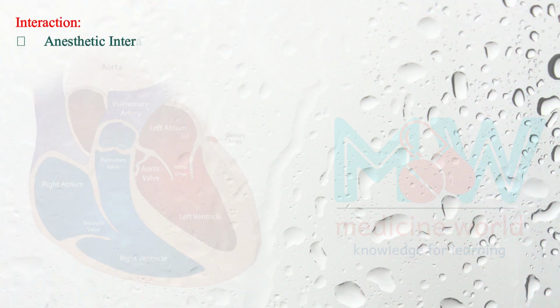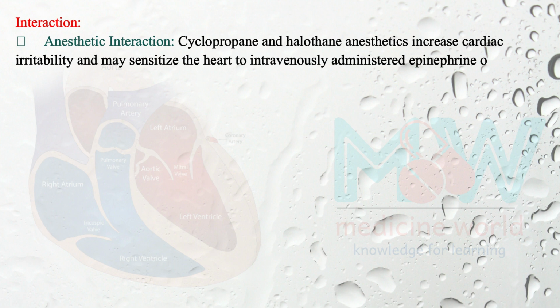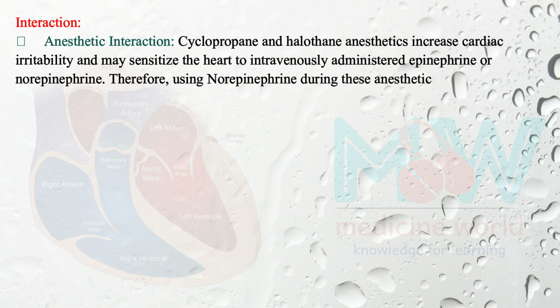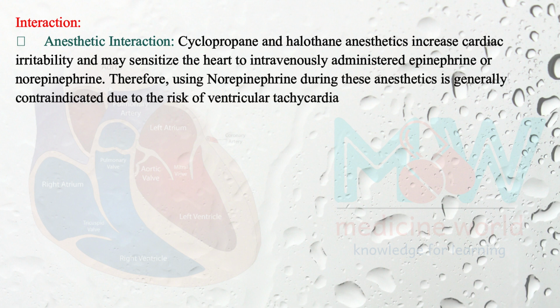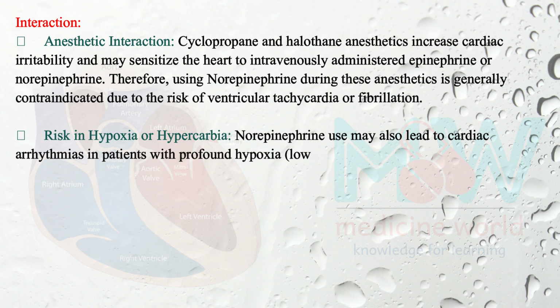Interaction. Anesthetic interaction. Cyclopropane and halothane anesthetics increase cardiac irritability and may sensitize the heart to intravenously administered epinephrine or norepinephrine. Therefore, using norepinephrine during these anesthetics is generally contraindicated due to the risk of ventricular tachycardia or fibrillation. Risk in hypoxia or hypercarbia. Norepinephrine use may also lead to cardiac arrhythmias in patients with profound hypoxia or hypercarbia.